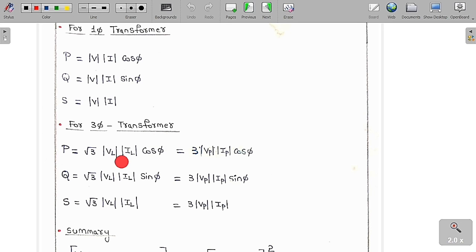So for a three phase transformer, P is equal to root 3 into VL into IL into cos phi, or 3 into V phase into I phase cos phi. Q is equal to root 3 into VL into IL sin phi, which is equal to 3 into V phase into I phase into sin phi. And S is equal to root 3 into VL into IL, or 3 into V phase into I phase. This is for the three phase transformer, and this is for the single phase transformer.